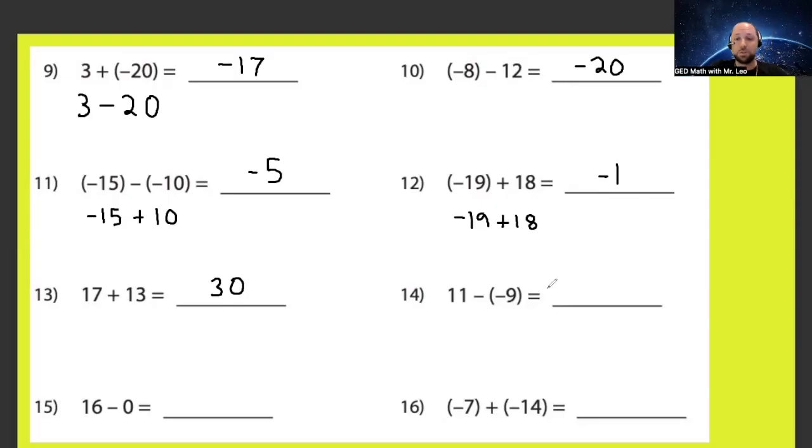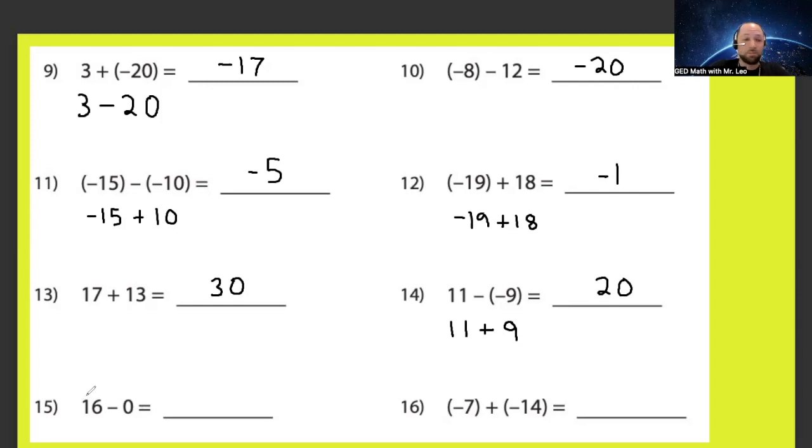Okay, how about this one, number 14? I see 11 minus negative 9. What do we do? We're going to bring down the 11, and these two negatives become a positive. The double negative here becomes a positive. If you hate to hate, you're a lover. And we get 11 plus 9. 11 plus 9, that's regular math. Final answer is 20.